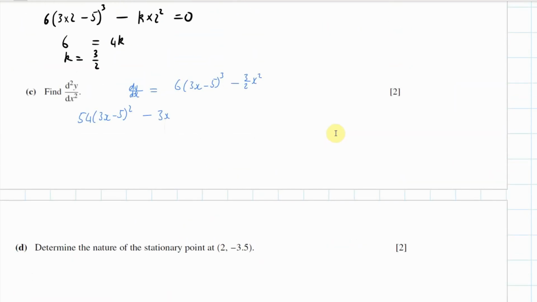Determine the nature of the stationary point. So now what we can do is we can take that 2 and pop it into the second derivative that we've just found. It's going to be 54 bracket 3 times 2 minus 5 all to the power of 2 minus 3 times 2. Now what does this give us? Well, 3 times 2 is 6. 6 minus 5 is 1. 1 squared is 1. So we get 54, take away 6, which is 48. And since this is a positive, so a minimum point.